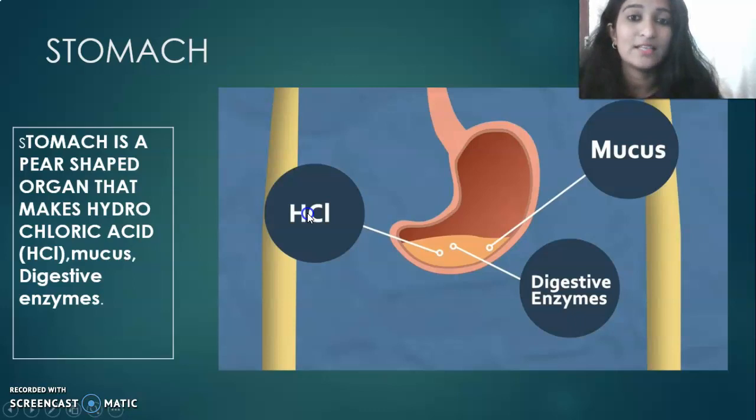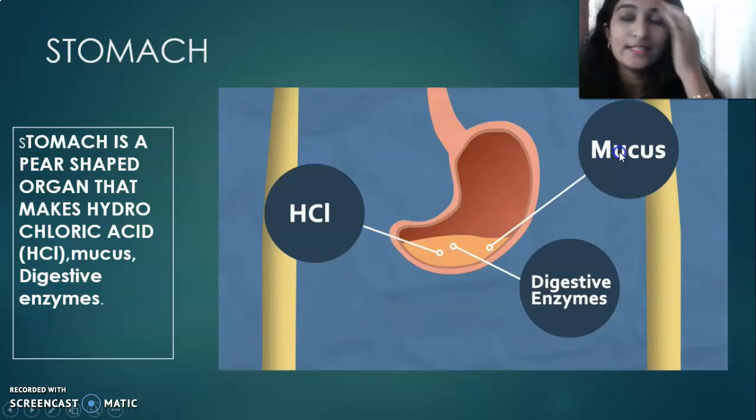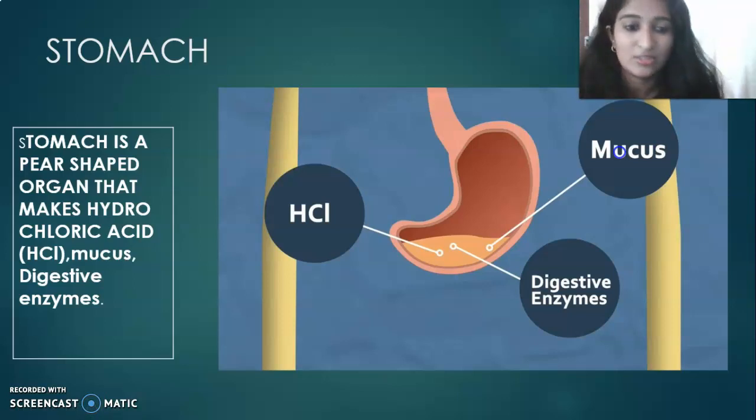You know, HCl is a strong acid. So if we are continuously producing acid in our stomach, the stomach will get weak. So in order to protect it from the acid, we have the mucus. Mucus is a sticky, slimy substance in the stomach.